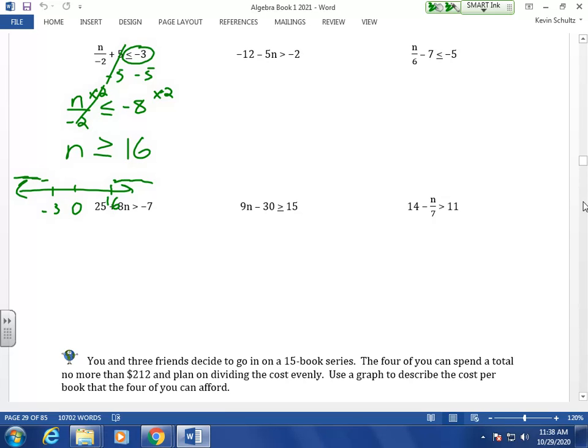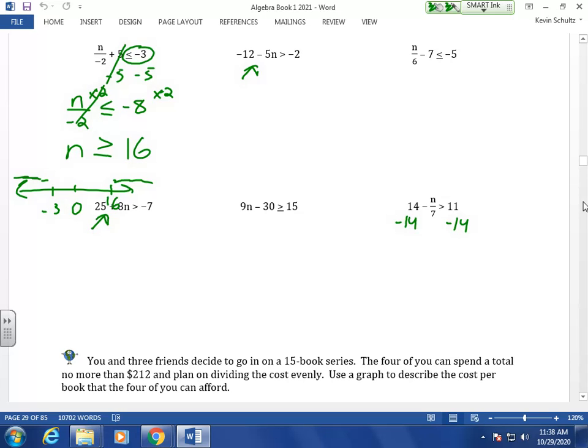The last one. Why not? 14 minus n divided by 7 is greater than 11. This one, it's not me trolling you, right? But the constant and our variable term are switched. Usually that variable term is written first. This one is also, a couple others are switched. That one, second one too. But you always start with your constant, regardless of where it is. So the 14 being our constant, the opposite of a positive 14 is a negative 14.